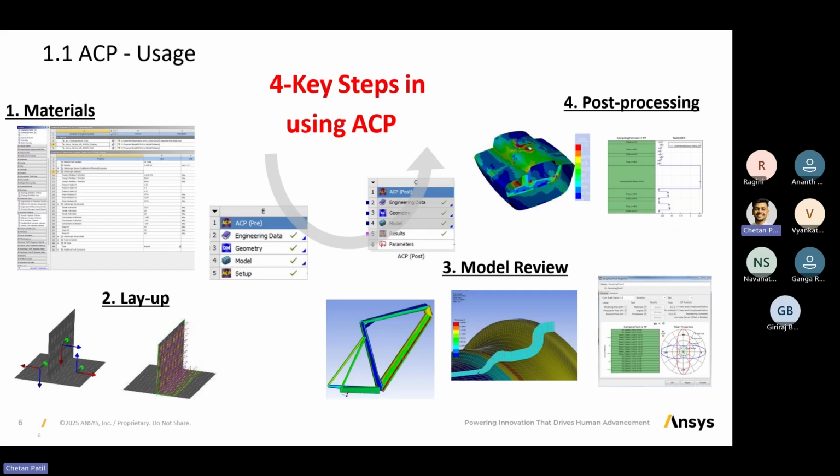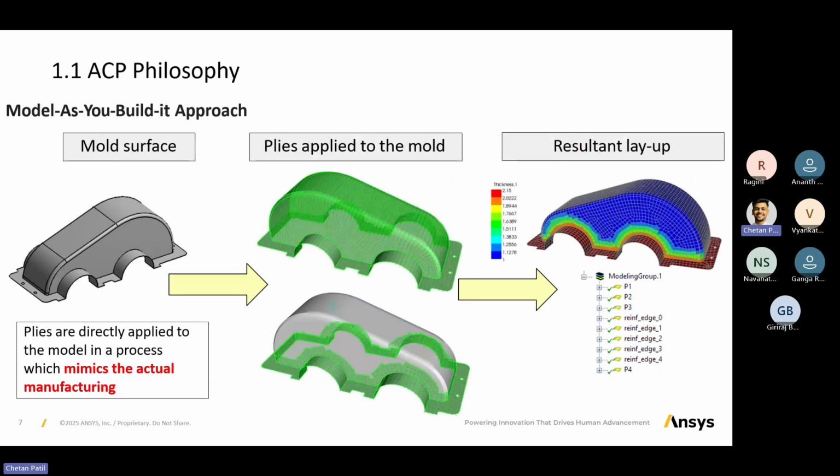Then what are the key steps we need to consider whenever we are working with the ACP module? As I mentioned previously, we define the materials, then we import the geometry, then we define the layups on the geometry using the Ansys composite pre module. The orientations of the fiber and the directions of the fiber are all done using the layup option in the setup. Once that is done, you do the model review. After reviewing it, you can take your model for the post processing part as well. Those are the key steps you need to keep in mind whenever you are performing a simulation.